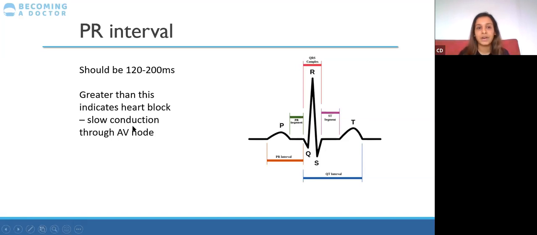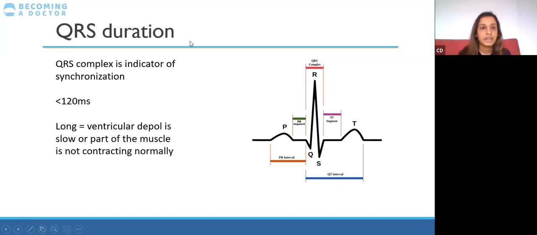Okay, so heart block, which is slow conduction through the AV node. QRS duration. So the QRS complex can be taken as an indicator or a proxy for synchronization, and it should be less than 120 milliseconds. If it's any longer than 120 milliseconds, basically what you can conclude is that ventricular depolarization is slow, or that part of the heart muscle is not contracting normally.